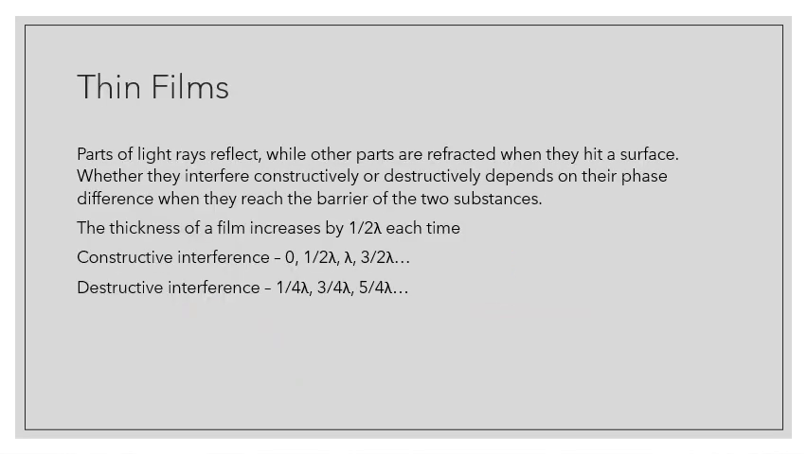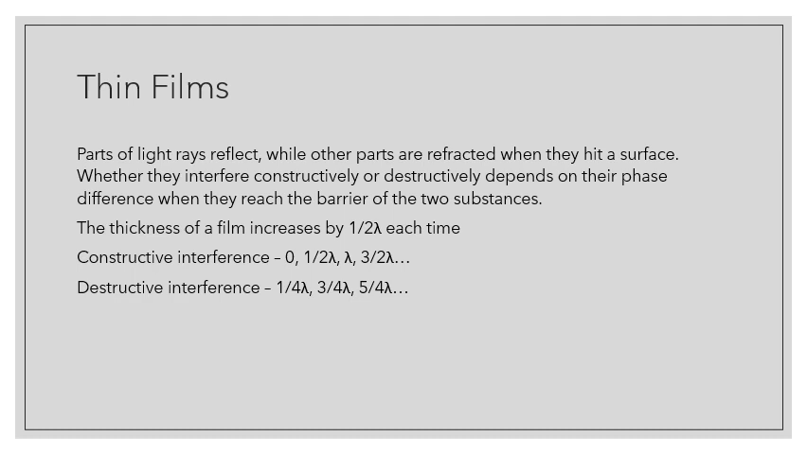Thin films are thin layers of material that can either deflect or diffract light. So parts of light rays can deflect or diffract when they hit a surface. So whether they interfere constructively or destructively depends on their phase difference when they reach the barrier of those two substances. So typically the thickness of a film increases by 1/2 lambda each time. So constructive interference occurs at 0, 1/2 lambda, lambda, 3/2 lambda. While destructive interference occurs at 1/4 lambda, 3/4 lambda, and 5/4 lambda.